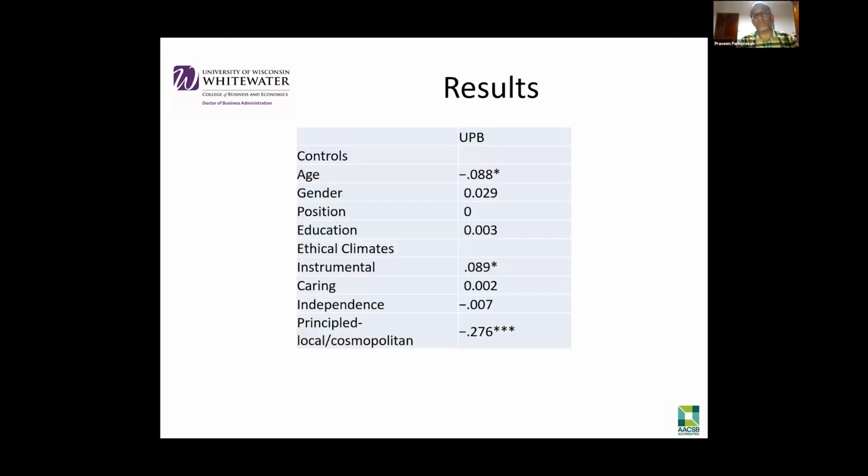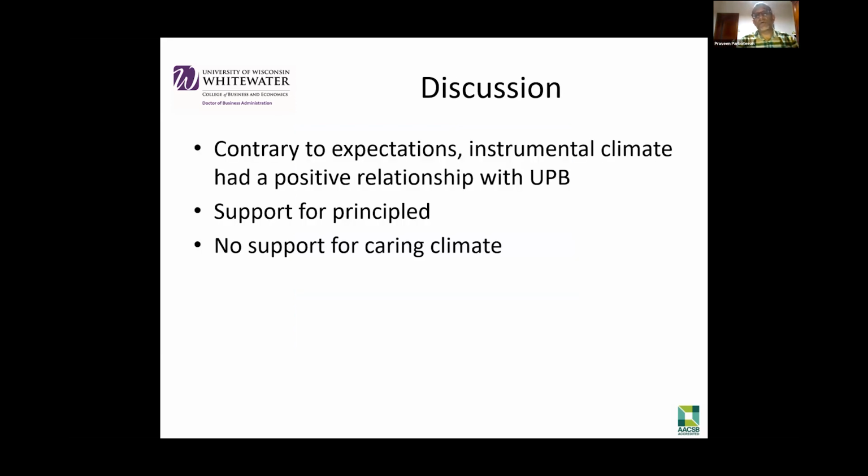After we ran the regression model, we found that instrumental was positively related to unethical pro-organizational behavior, while principal local cosmopolitan was negatively related. And the other hypothesis was not supported. As you can see, caring and independence did not have any relationship. And so we were surprised. Instrumental climate was supposed to have a negative relationship.